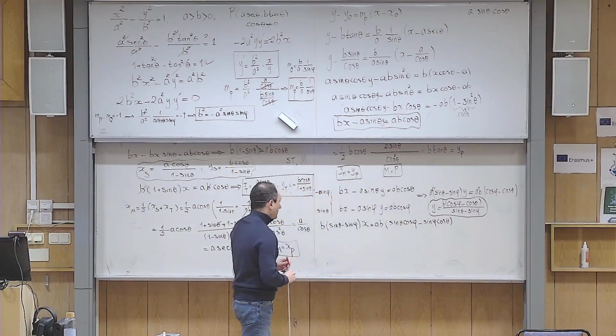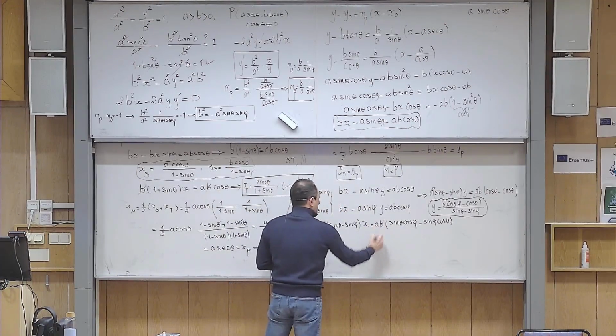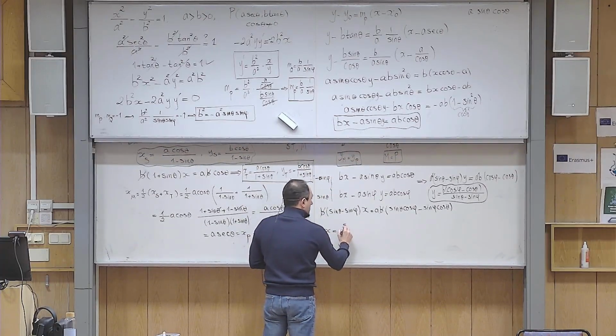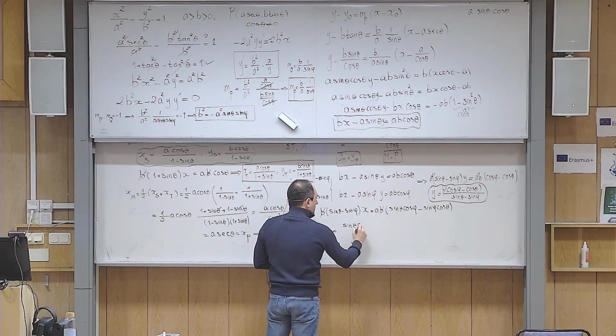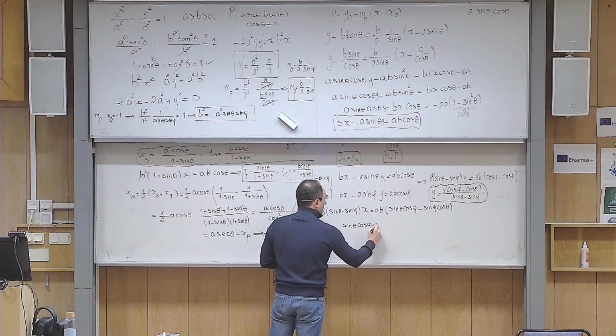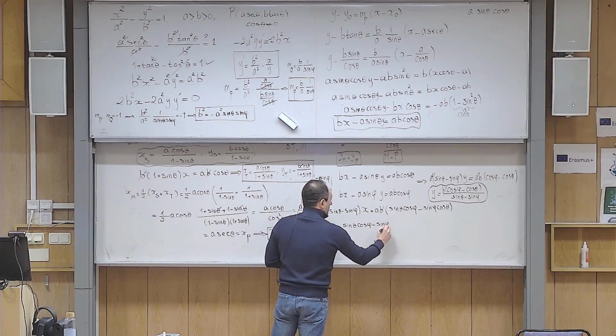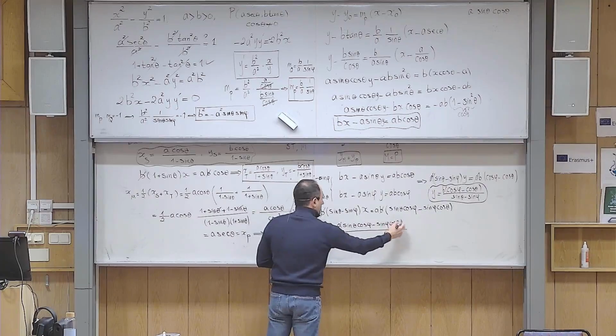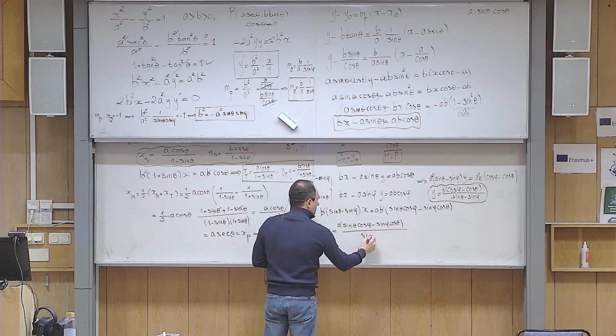Okay? And then you see that this b and this b is gone. And what do I get for x? X is sine theta cosine phi minus sine phi cosine theta. And I divide, oh, there is an a left here, so let me put a there, and then I divide by that expression.